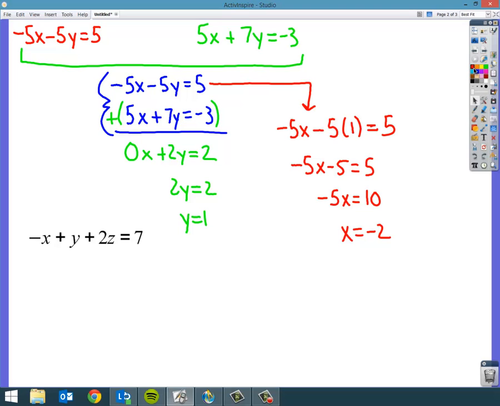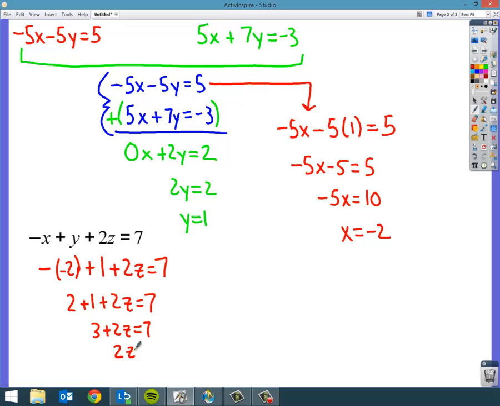Okay, so I've got x is negative 2, so we've got negative, let me get the pen, there we go. We have negative 2 plus 1 plus 2z equals 7. Okay, if we go through and clean this up a little bit, we get 2 plus 1 plus 2z equals 7. That's 3 plus 2z equals 7. Subtract 3 on both sides, so we get 2z equals 4. Divide both sides by 2, and clearly we get z equals 2. Okay? So there you go. You have all 3 values.